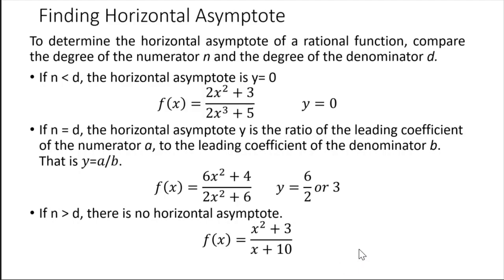And take note, a rational function may or may not cross its horizontal asymptote. If the function does not cross the horizontal asymptote y is equal to b, then b is not part of the range of the rational function.